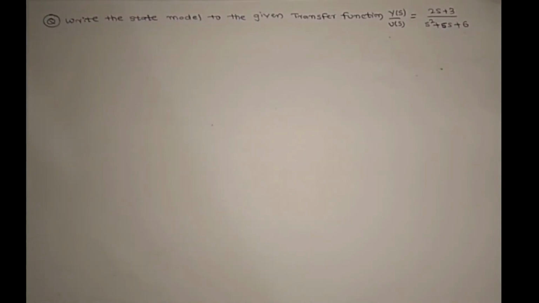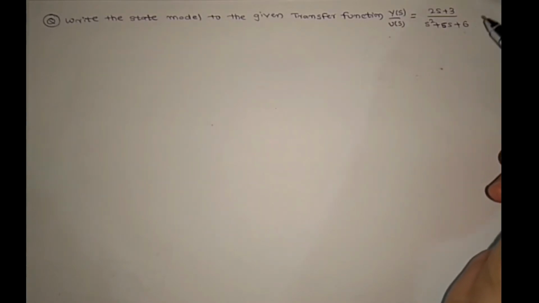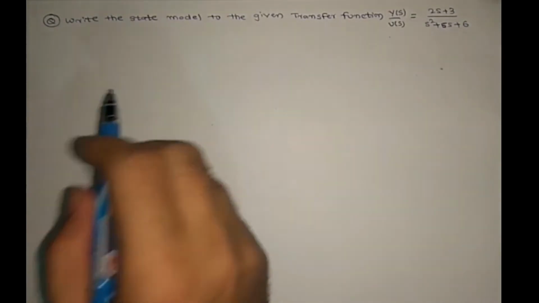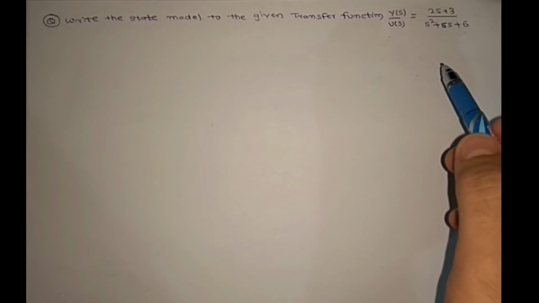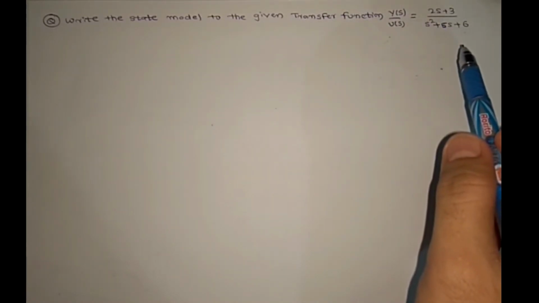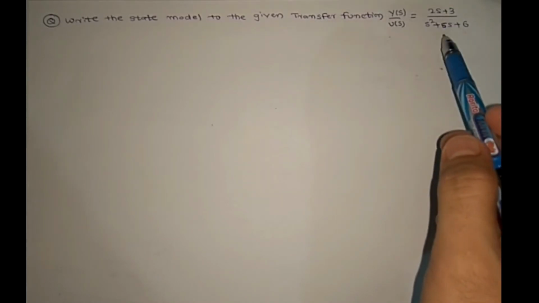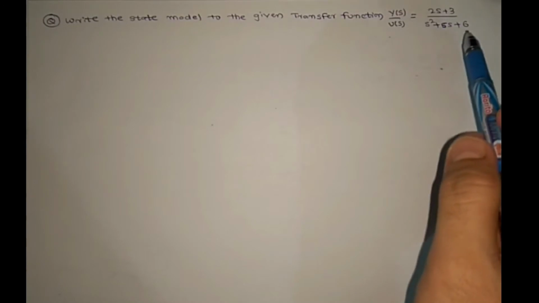Hi, let us see one more example on state model. In this example, they have given a transfer function. This transfer function we need to convert into the state model. Why I brought this problem is I want to show you that from the state model also we can find the poles, or from this transfer function also we can find the poles.